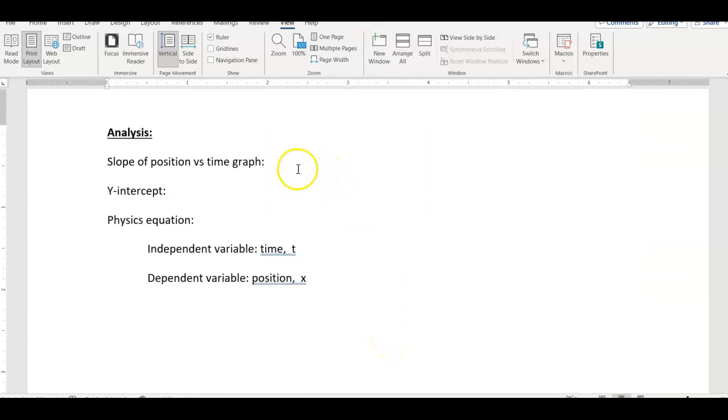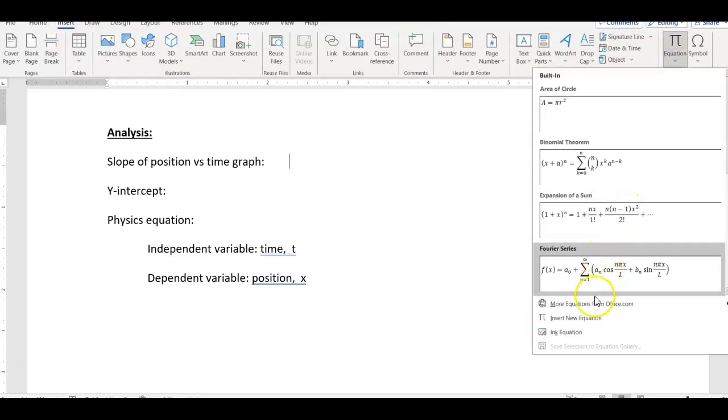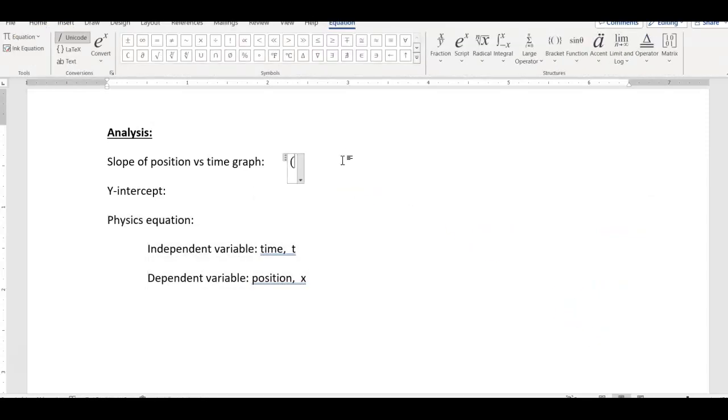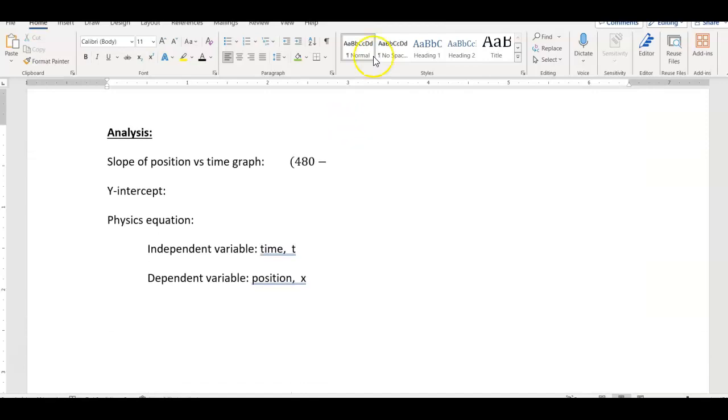Okay, and I'm going to insert a new text box. So I'm going to insert at the top tab. I put a new equation. And I'm going to put the numbers in the numerator on top. So 480 minus 400, and 6 minus 9.2. Okay, so 480 minus 400, that was my y2 minus y1. I put it in parentheses, and I say divide by.